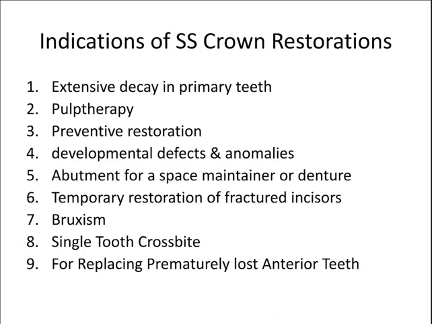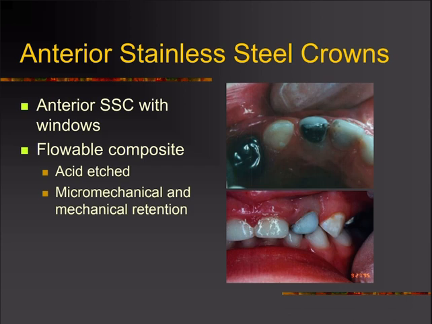And for replacing prematurely lost anterior teeth. With regard to the anterior stainless steel crown, you saw certain indications. Anterior stainless steel crowns are available, so don't think that you are putting a plain stainless steel crown on the anterior teeth. It is with an open facing. You will place a crown, and if you look at the second picture, in the lingual aspect you can find the facing of the stainless steel crown.